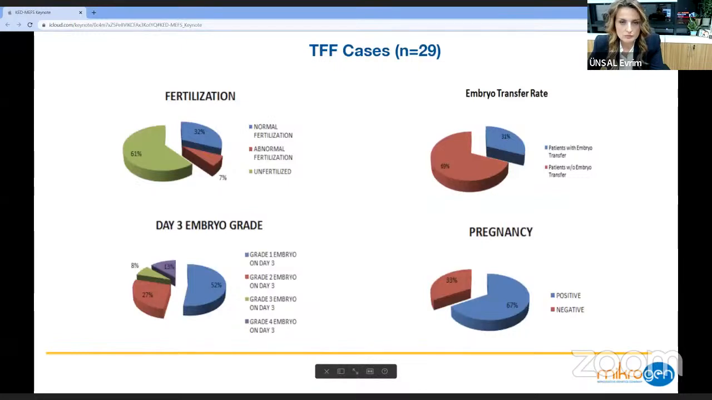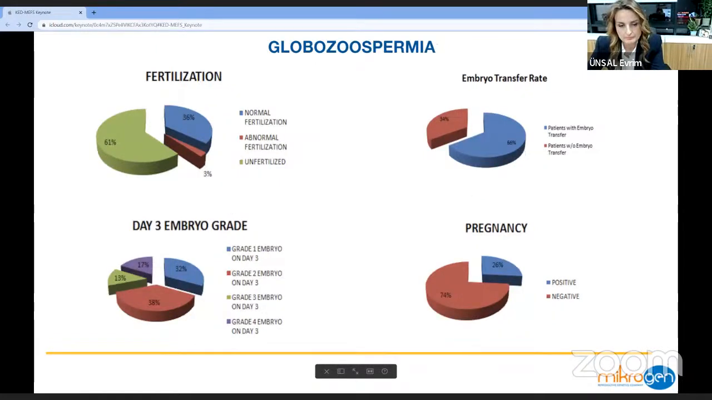In the TFF group, 29 patients were evaluated. Fertilization rate was 39%, but 7% of these cases had abnormal fertilization. In 31% of cases, embryo transfer was performed, resulting in a 67% pregnancy rate. We can clearly see that once the fertilization problem is bypassed, a high pregnancy rate can be achieved.